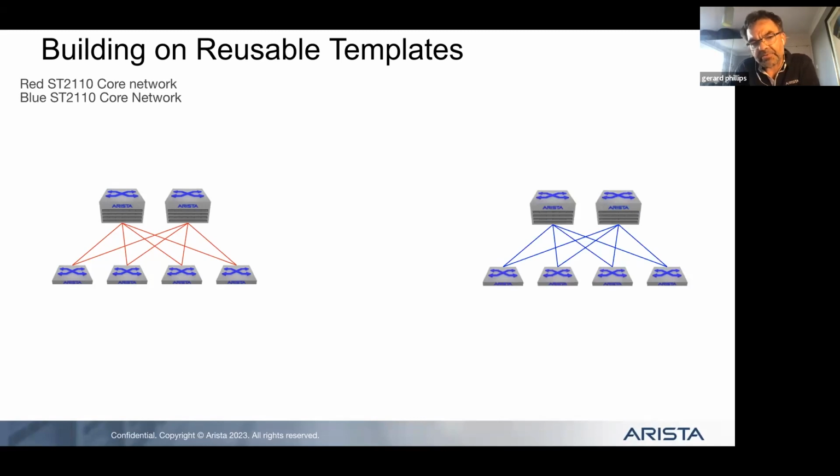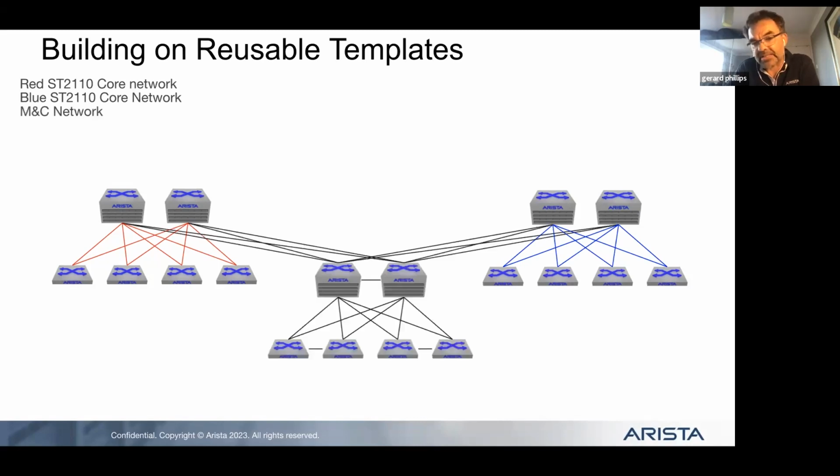And typically, if you're building a 2110 network, then you're going to have a management and control network, or a monitoring control network. Let's add that one. Now, that is typically going to follow a very similar pattern. It may be a layer 2 leaf and spine rather than a layer 3 leaf and spine, but it's going to be following an awful lot of very similar patterns.